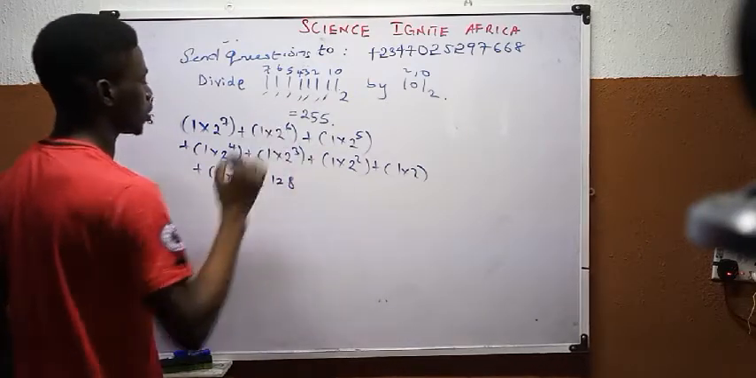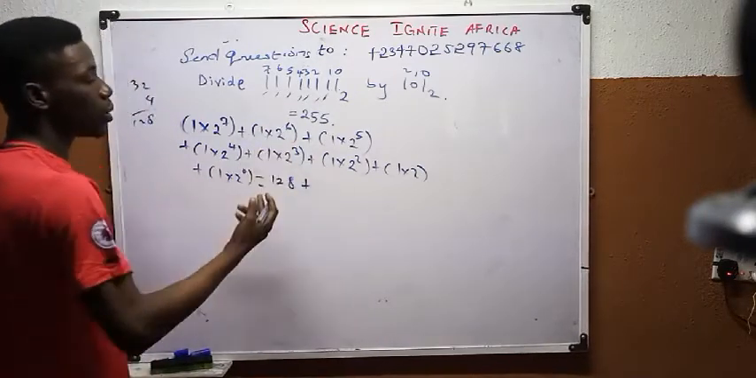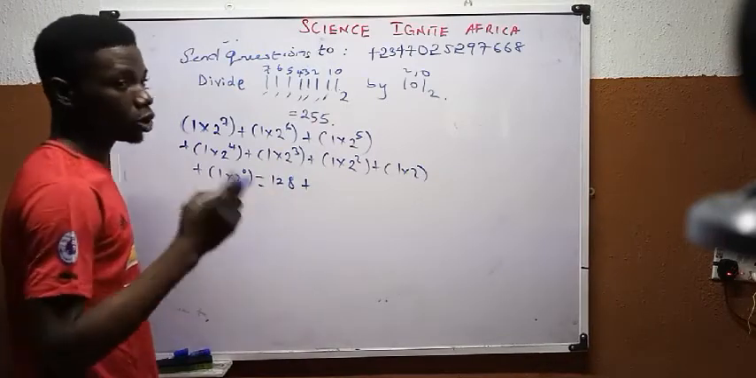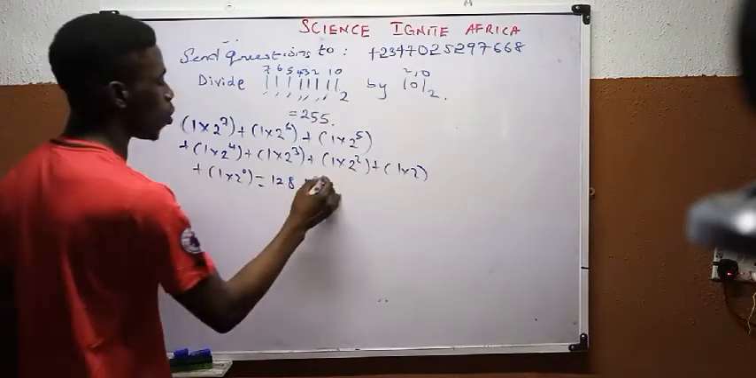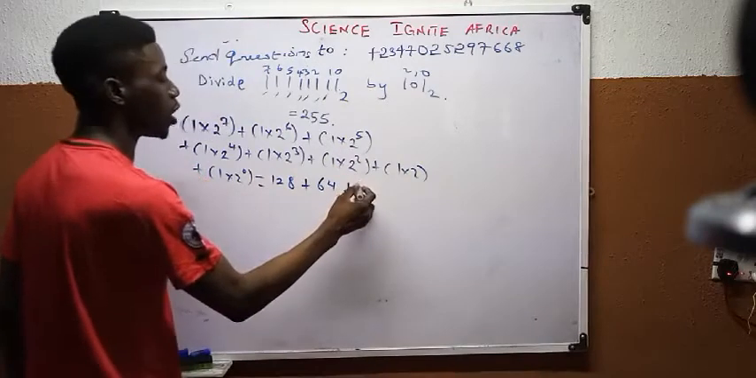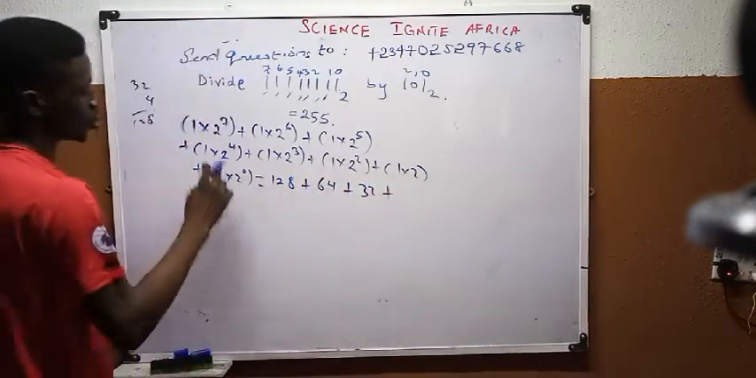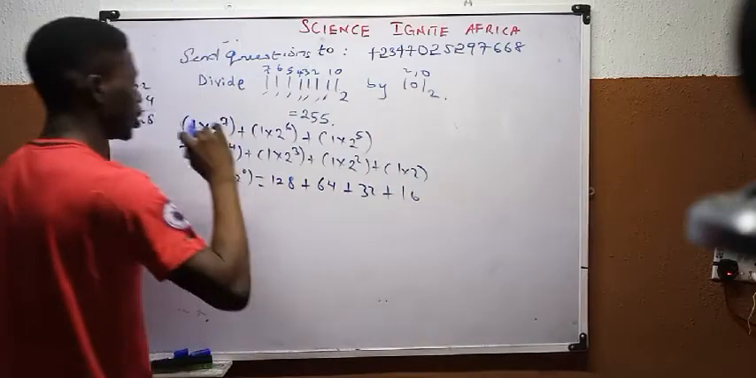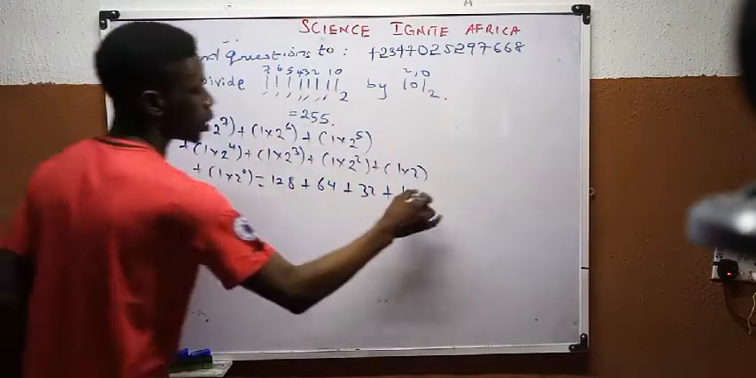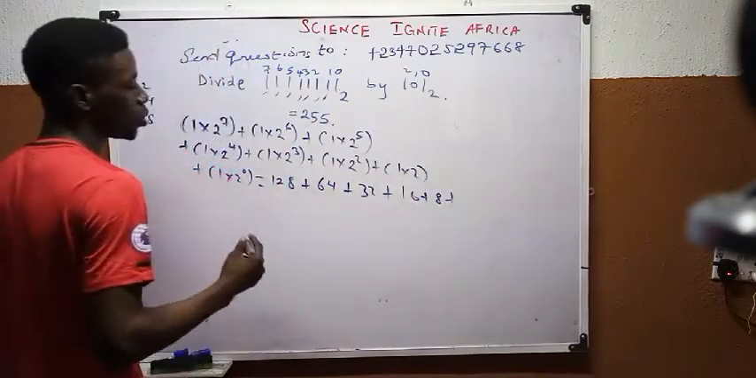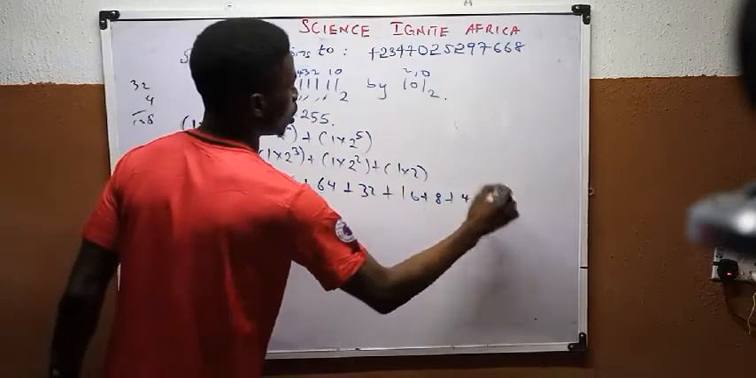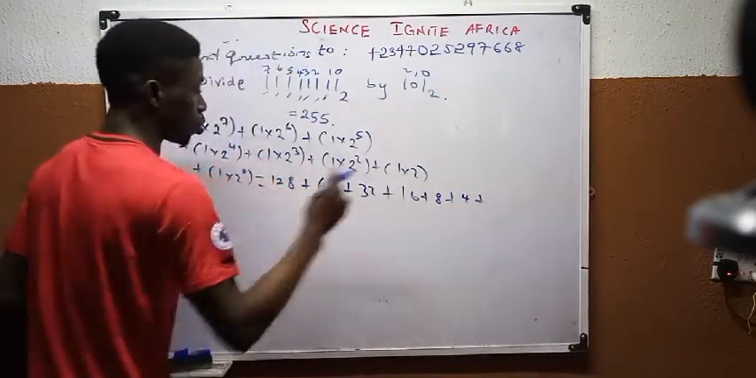So we have 128 plus 2 raised to power 6. That's 32 times 2, that's 64. That's 64 plus 2 raised to power 5, that's 32, plus 2 raised to power 4, that's 16. Then next is 2 raised to power 3, that's plus 8. Then the next one we have 2 raised to power 2, that's 4.